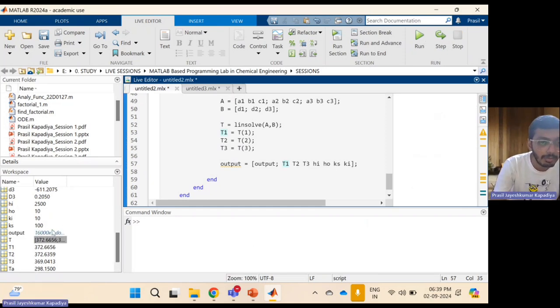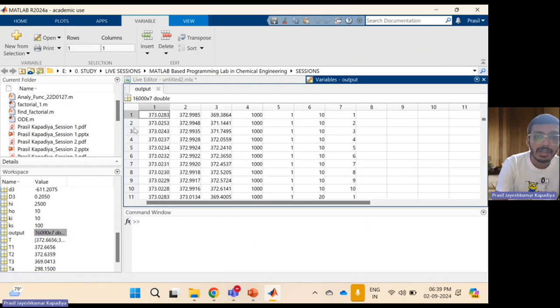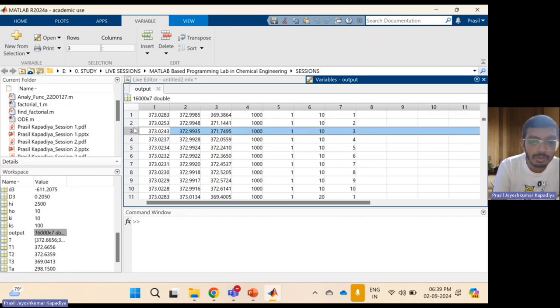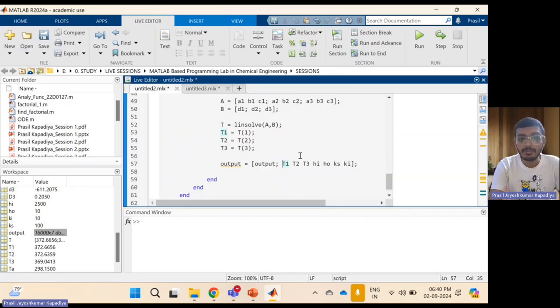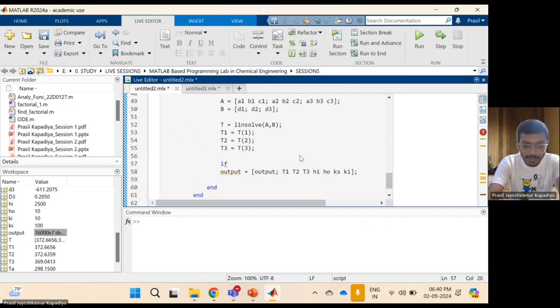So see here we have output. There are a total of 16,000 outputs. Now what we want is an insulation such that the difference between T2 and T3 is minimum. So let's write one if condition: if the absolute value of T2 minus T3 is less than or equal to, let's say, 10, then only we will print, else we will continue.